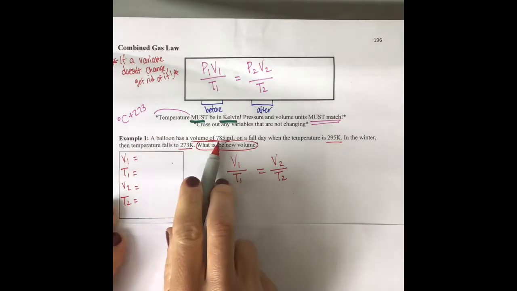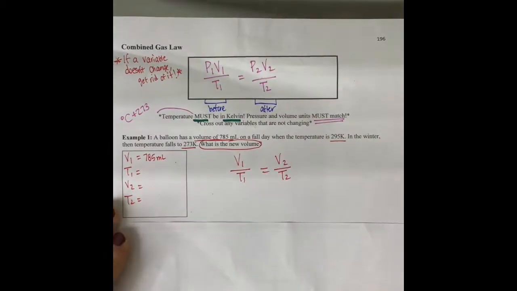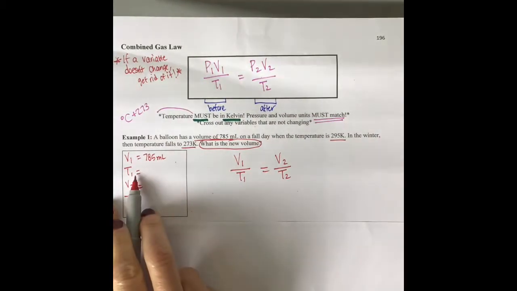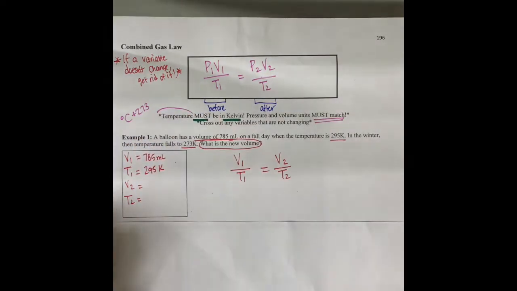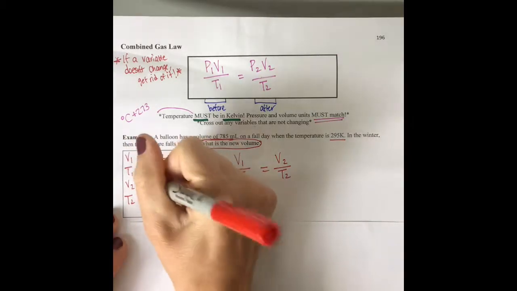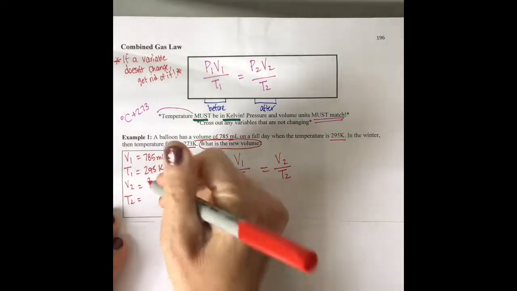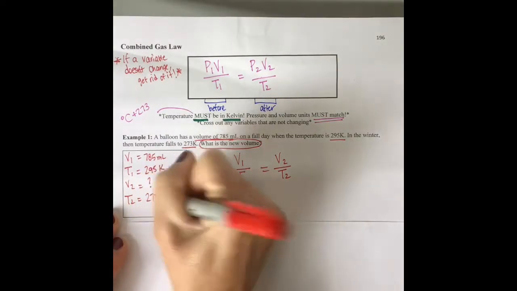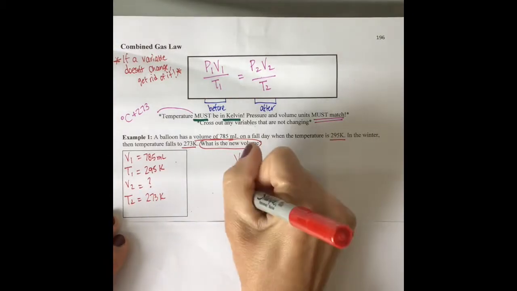V1 is my starting volume, 785 milliliters. T1 is my starting temperature, 295 Kelvin. V2 is the new volume. We don't know that, so I'm going to put a question mark. And T2 is the final temperature. They told us that it falls to 273. Now we're ready to plug into our equation.